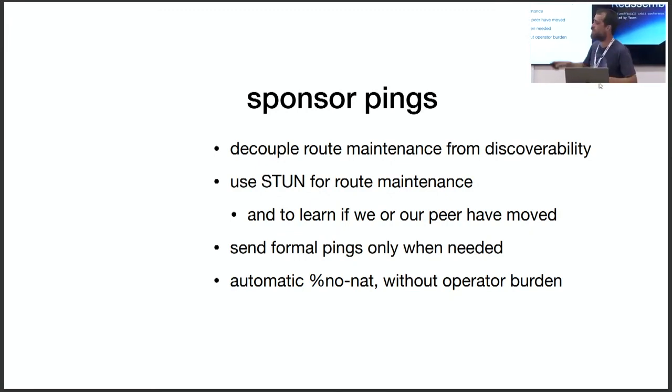And so what we do is we establish the route in the same way that we always have, through a formal ping. And then once it's established, we maintain it with STUN, and we save the response, and we compare it each time. Has it changed? Have we moved or have they moved? And if we stop hearing STUNs, we fall back to formal pings. If we get a response that's different from whatever we had saved, we send one formal ping. And so it's no NAT without the operator overhead.